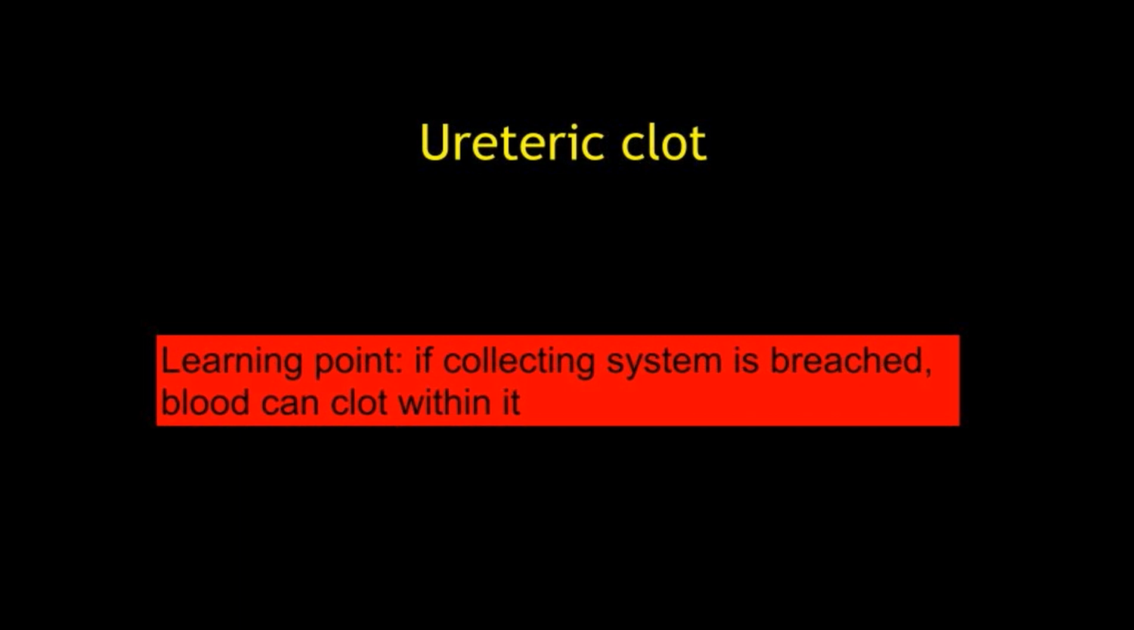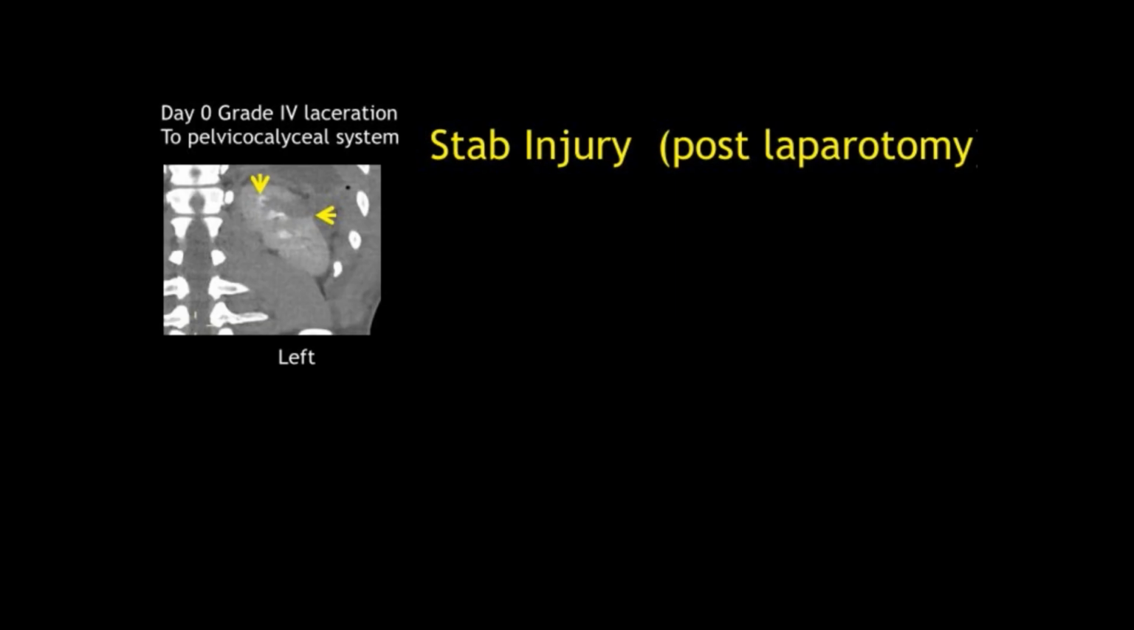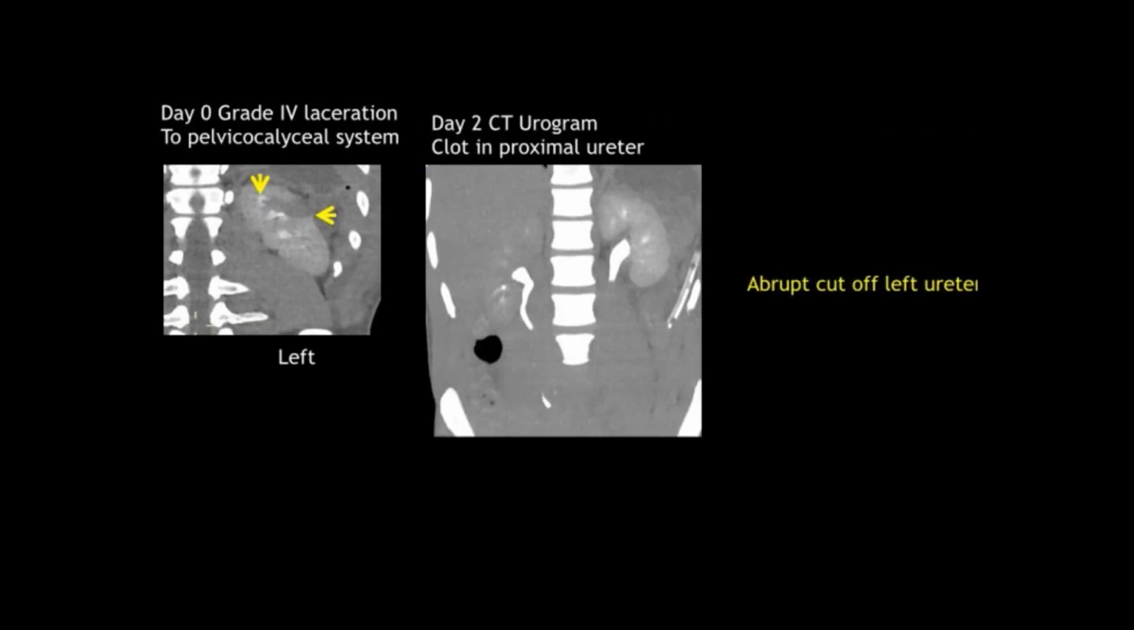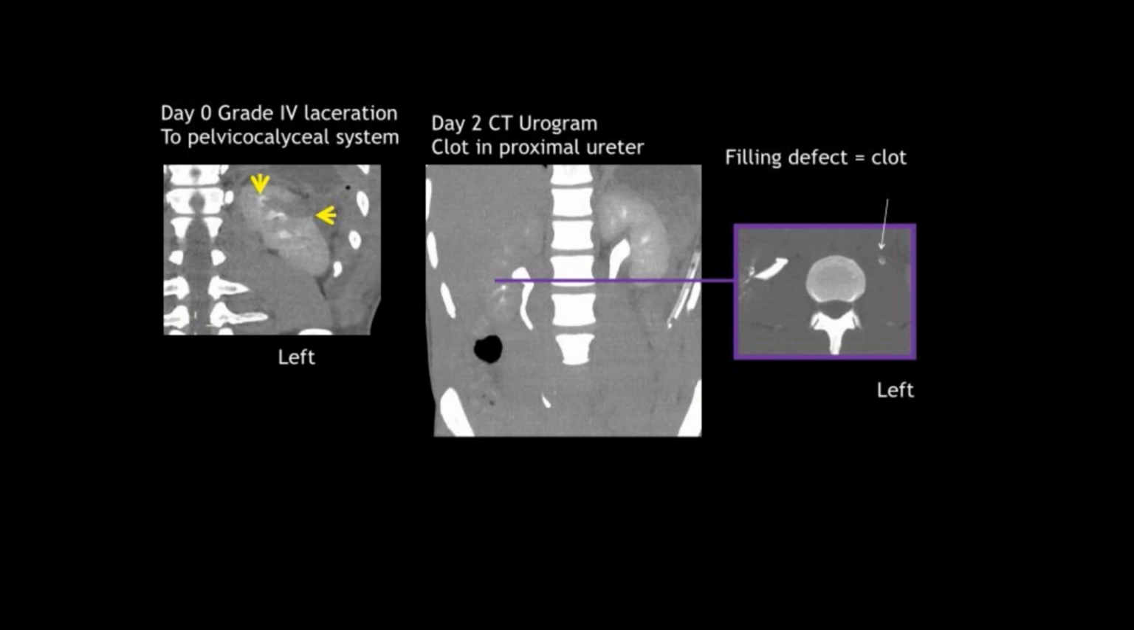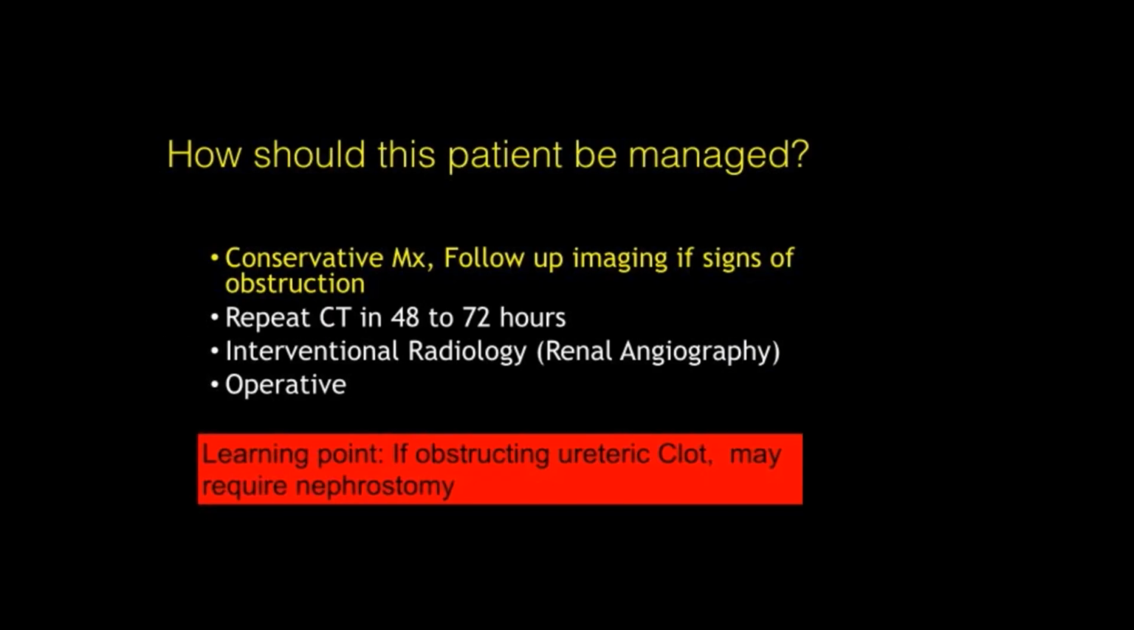Sometimes, though, remember that once the ureter has been breached, then you can get clot in the ureter. And if you get clot in the ureter and that causes obstruction, the patient then obviously is at risk of problems. And so you need to start monitoring that patient. So here's someone who was stabbed in the kidney, and they then developed a clot in the left ureter a couple of days later. So you can see the abrupt cutoff in the left ureter. And if we look on axial imaging, see that filling defect in the left ureter. So you have to keep an eye on that patient because potentially they may end up needing a nephrostomy.